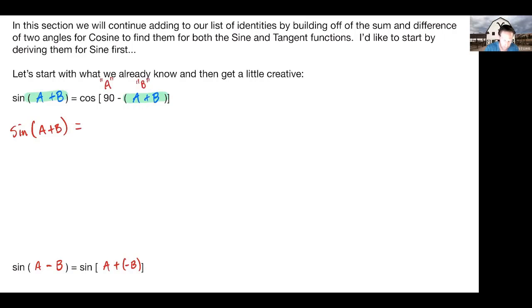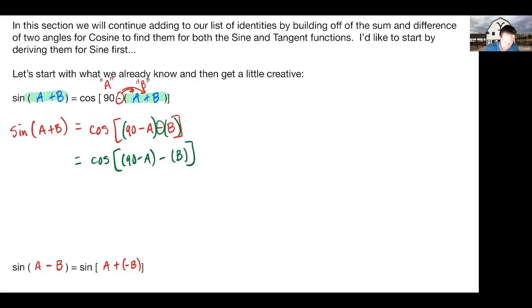Okay, but what I'm going to go ahead and do is rewrite this as the cosine of, that would now allow me to couple the 90 minus a together and then have minus b. So there's my difference set up for cosine. So I'm going to have the cosine of this first angle, 90 minus a, and then minus my second angle, which we called b.